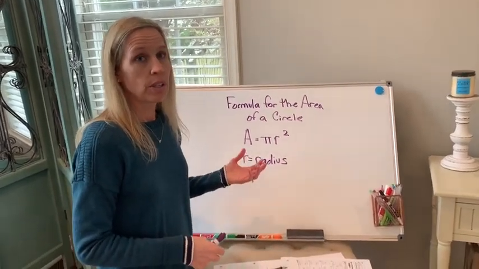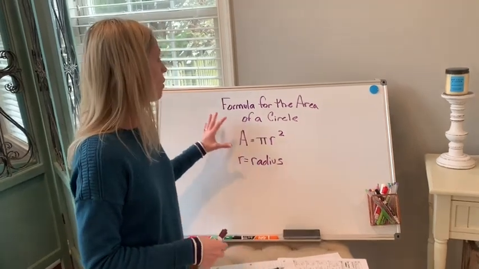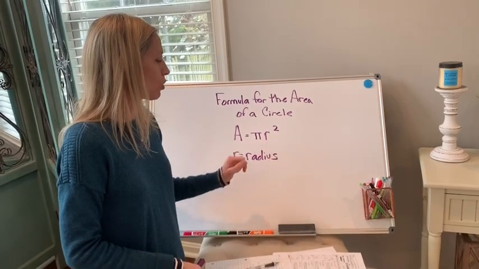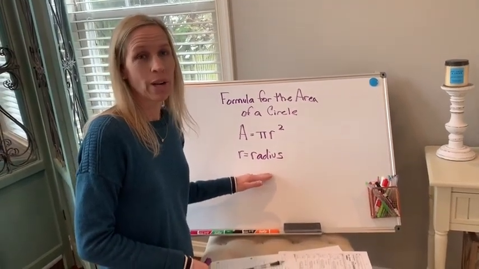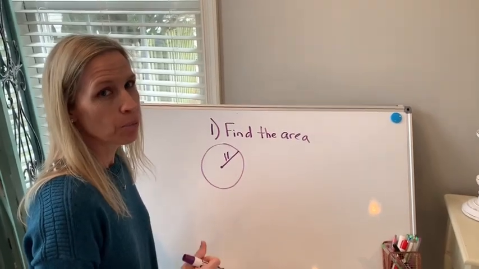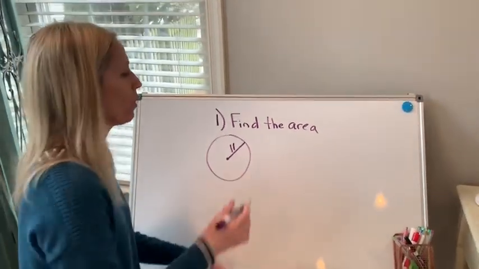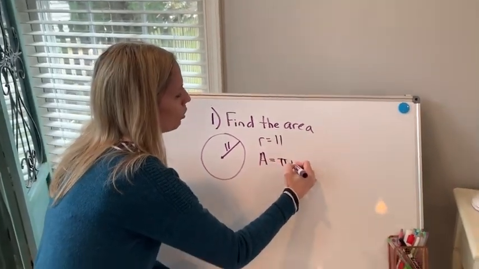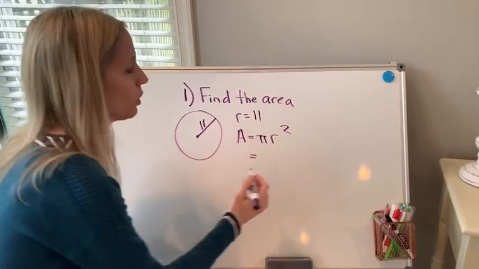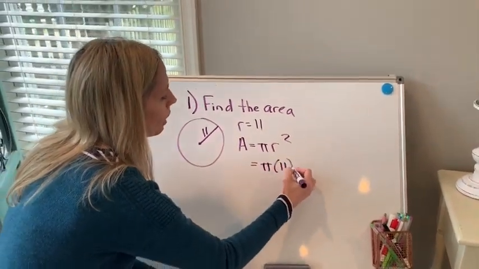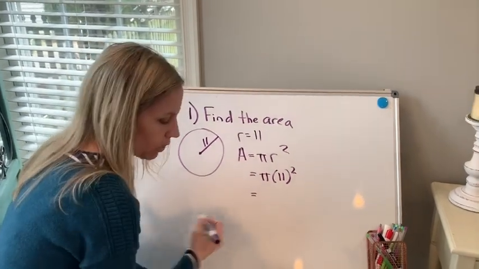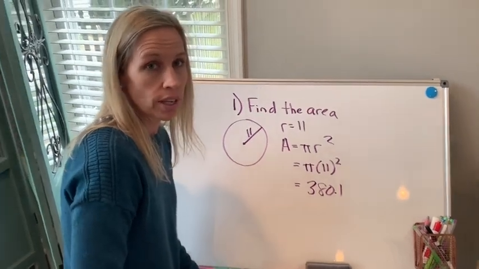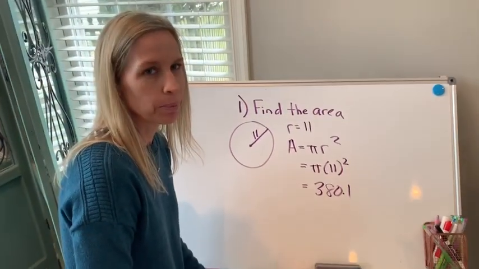What I would like for you to do is we're going to write this down in our notes. The formula for the area of a circle is A is equal to pi r squared. r is going to be the radius. Okay, our first example, we're going to find the area of this circle. The radius is 11. Our formula is A equals pi r squared, so we'll go ahead and substitute in. We have pi times 11 squared, and our answer is going to be 380.1. I'm going to show you on Desmos how to use a calculator to do this problem.